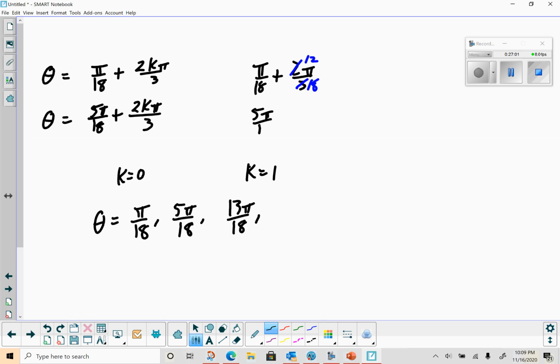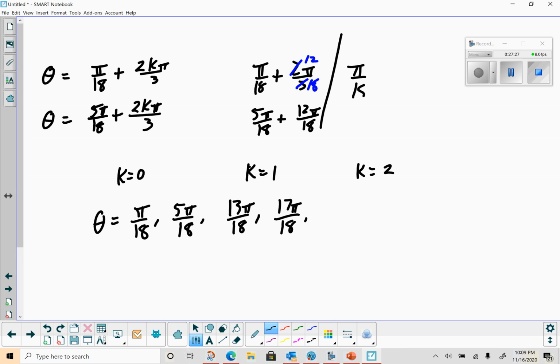So I'll take 5 pi over 18. And you know it's going to turn out to be the same here. So this is going to be plus 12 pi over 18. So that gives us 17 pi over 18. Well, we're still not at our limit yet. Let's try when k is equal to 2.